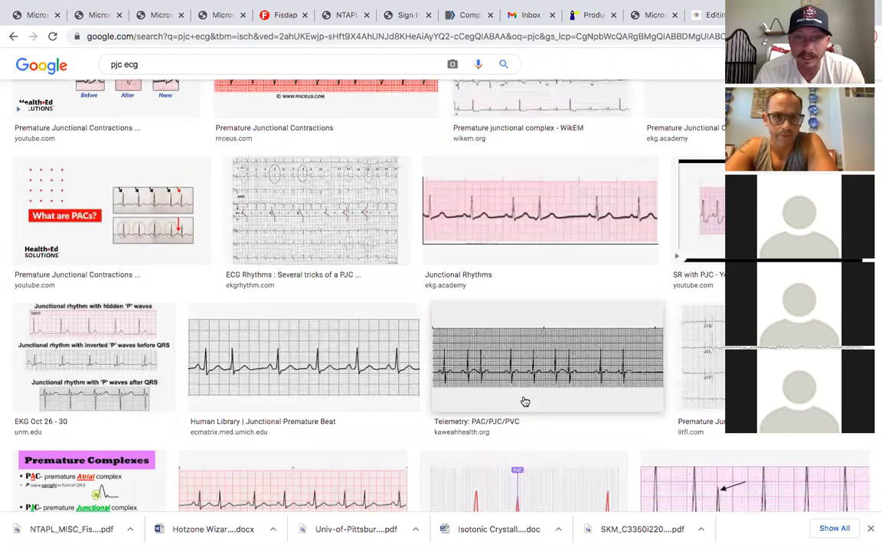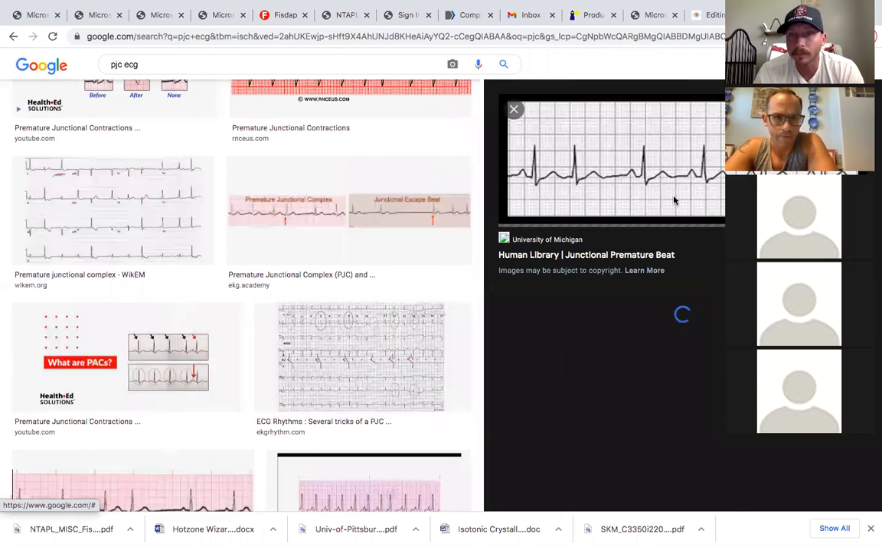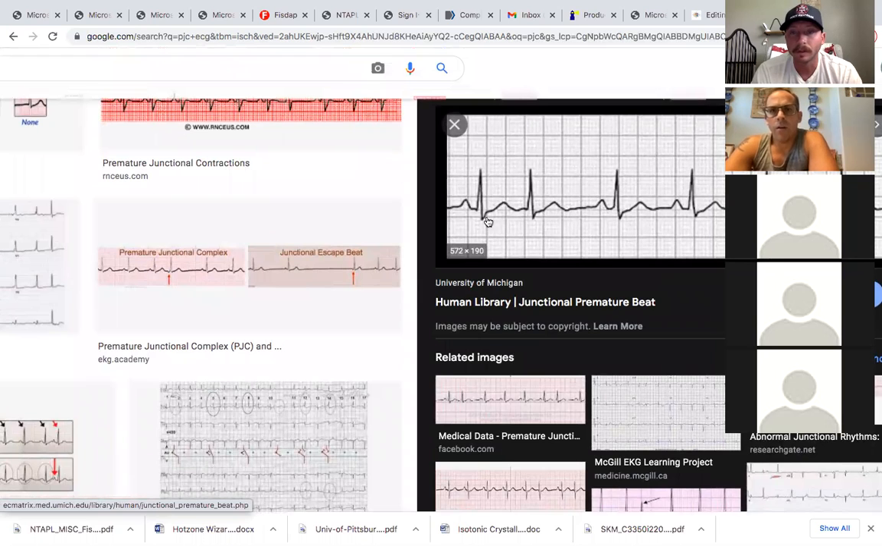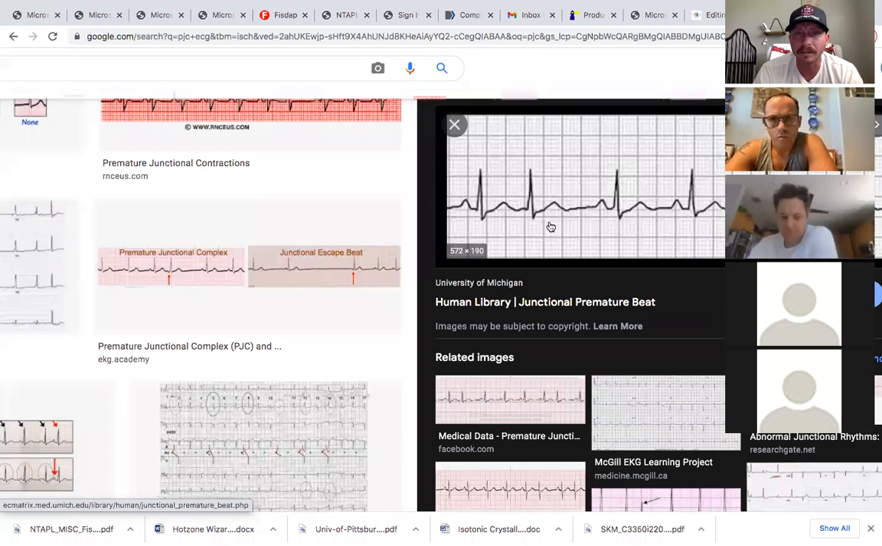So let's look at an ectopic beat here. Looking at this rhythm, we see this area over here that's got this beat that appears to be out of alignment, right? Not where it needs to be. Otherwise, I can see a P wave for my QRS.